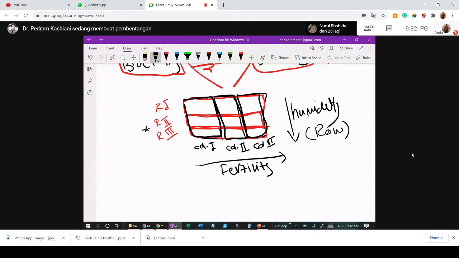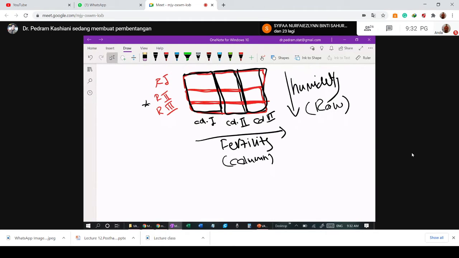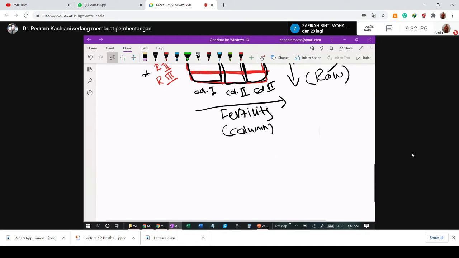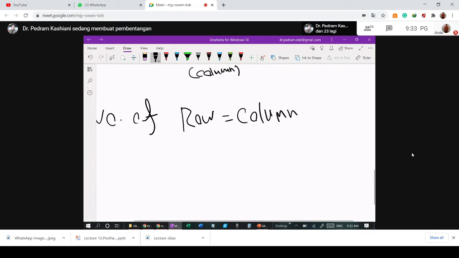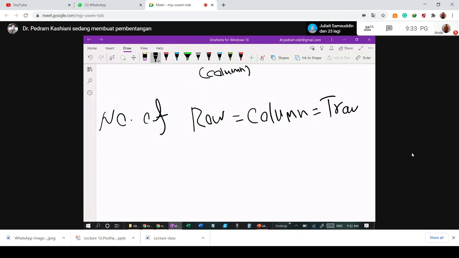And blocking by column, column 1, column 2, column 3. In this situation, column takes care of my fertility. But to be able to have such a design, there is one very important rule you need to remember. And this is that the number of rows should be equal to the number of columns, should be equal to the number of treatments.